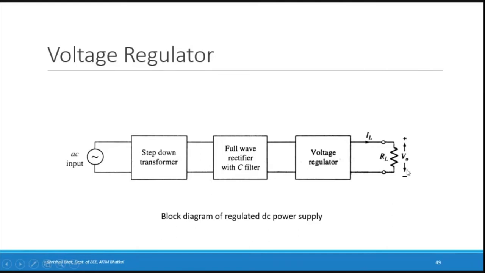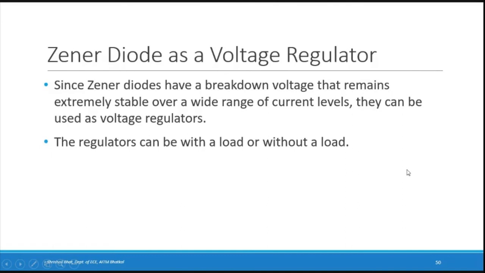A Zener diode can be used as a voltage regulator because it has a breakdown voltage that remains extremely stable, or constant, over a wide range of currents, right? That means even if the current changes or the line voltage changes, the breakdown voltage remains constant over a wide range.